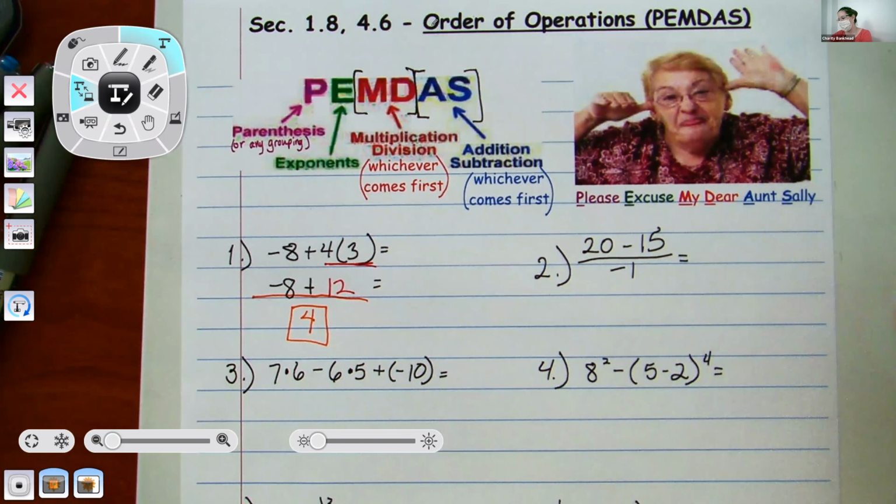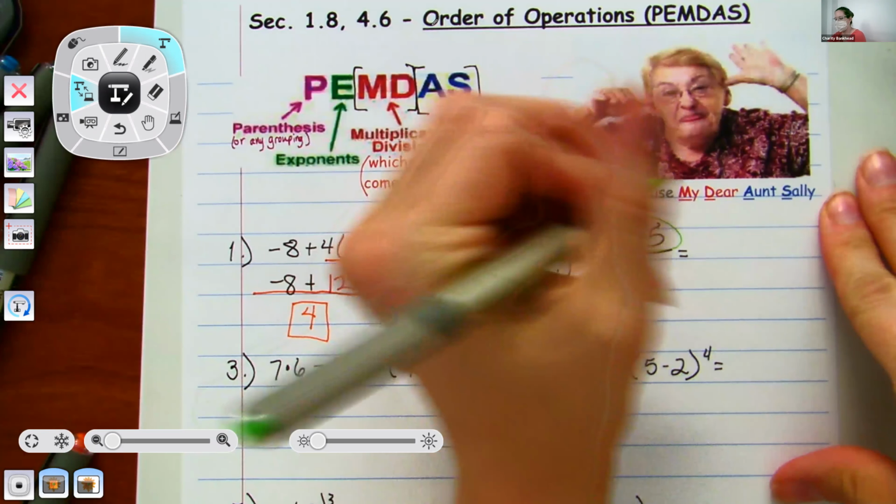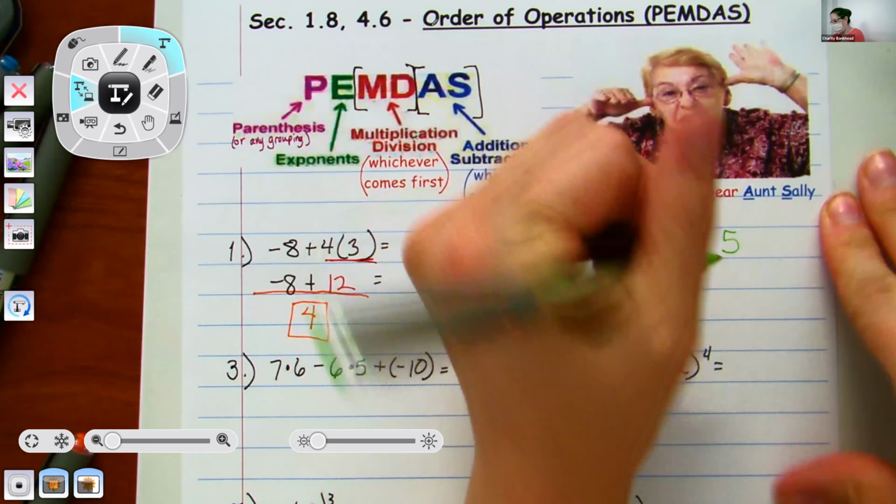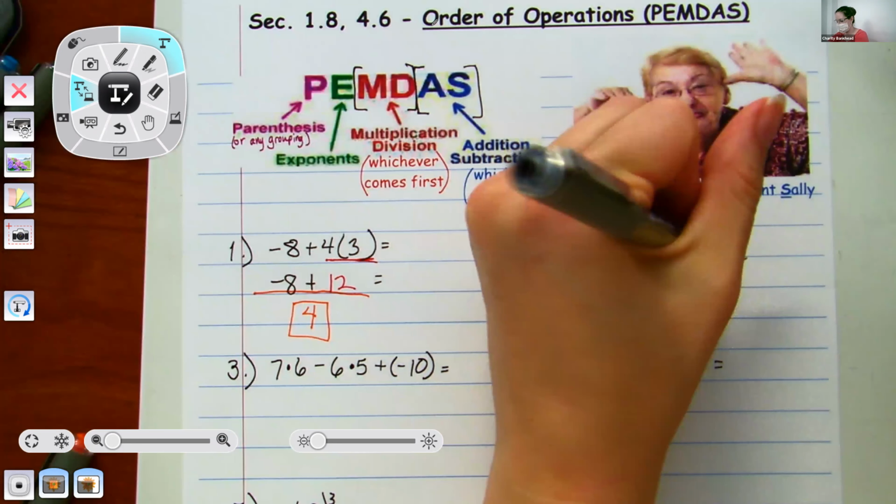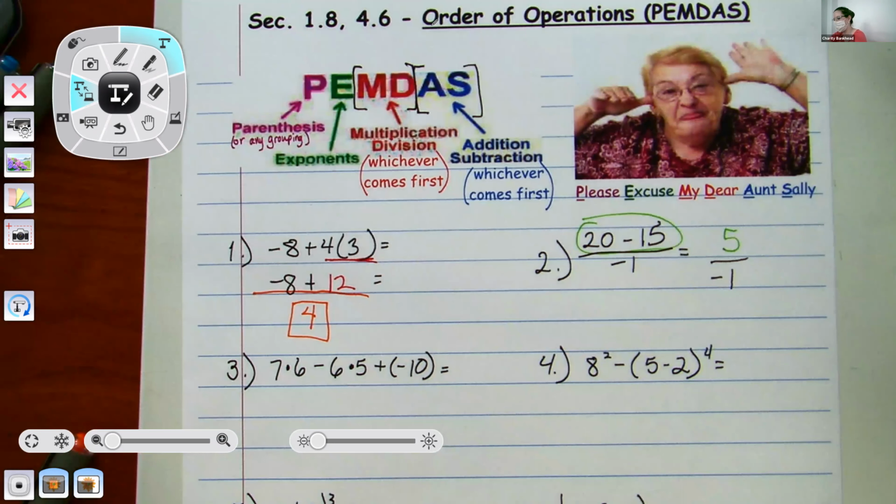Number 2, so I'm going to work on the numerator, simplifying the numerator first, which means I just need to do 20 minus 15. So 20 minus 15 equals 5. So I've got 5 over -1. In other words, that's 5 divided by -1, which equals -5.